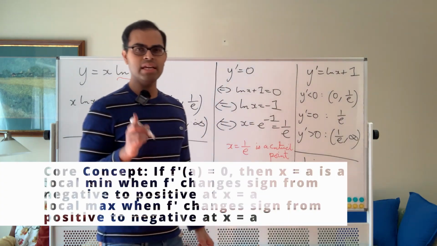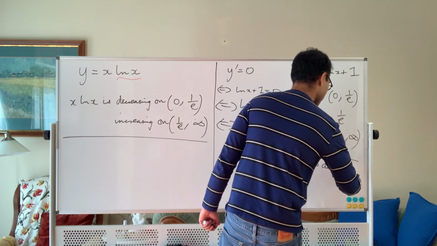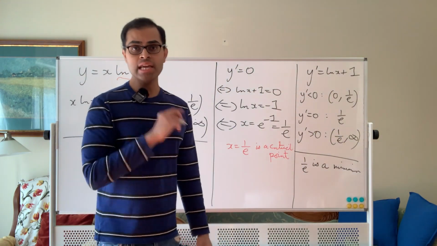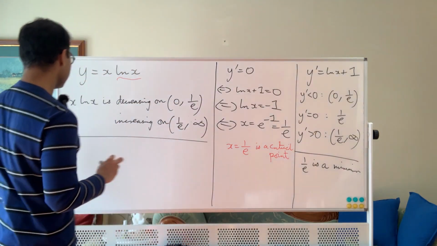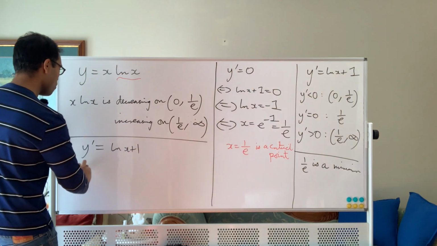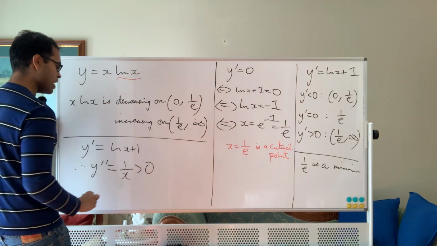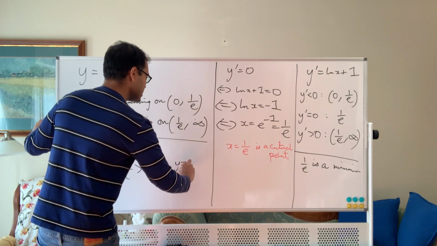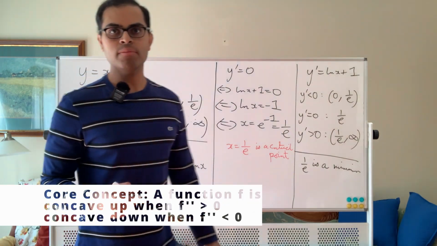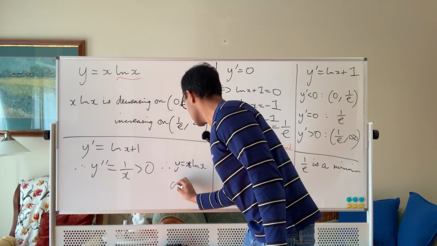Is it an absolute min? Is it the absolute smallest the function ever gets? It's a minimum, and in fact it is also an absolute minimum. The second derivative test would not have told you that. The second derivative test tells you, so we know y prime is log x plus 1, therefore y double prime is 1 over x, which is always positive on the domain. So y equals x log x is always concave up, right? So y double prime is greater than 0, it's concave up. So we can say this is concave up.